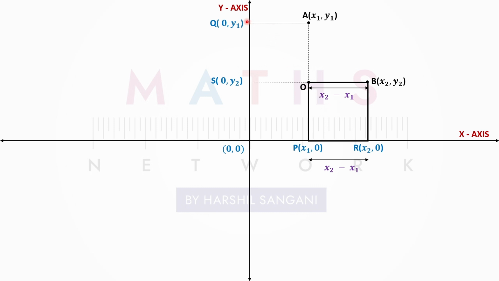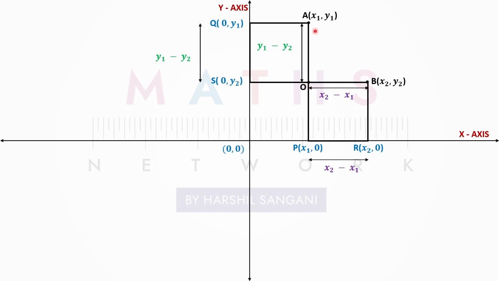Now guys, we find the distance between Q and S. Here also we subtract the y-coordinates. By that we get their distance to be y1 minus y2. Now if we observe carefully, we can see that Q, A, O and S also form a rectangle, and we know the property that opposite sides are equal. So QS equals AO. So we get the length of AO to be equal to y1 minus y2.